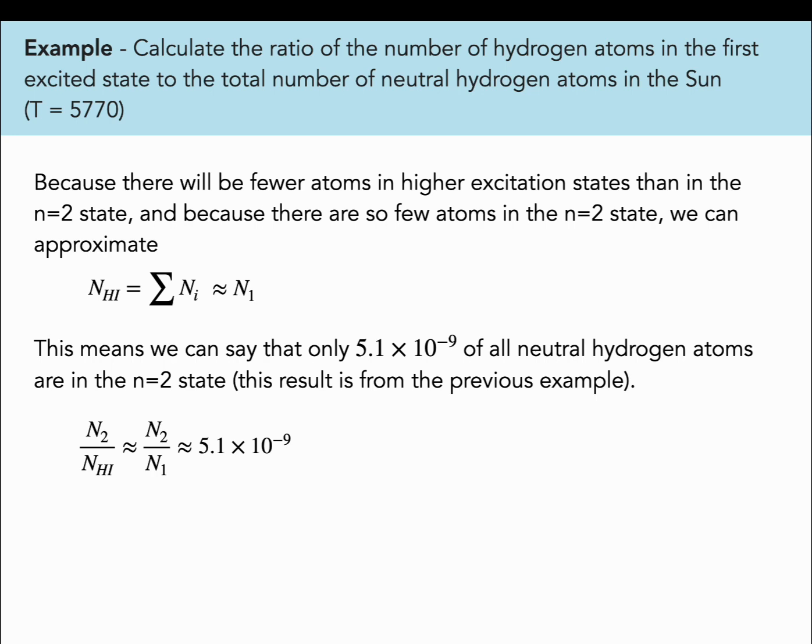So for the sun, we can write that the number in the n equals 2 state compared to the total number of neutral atoms is approximately equal just to n2 over n1, which we saw was 5.1 times 10 to the negative ninth. So we get the same answer as before, but again, you have to be a little bit careful. If you go to hotter stars, you can't make this approximation, and you have to keep more terms in this series.